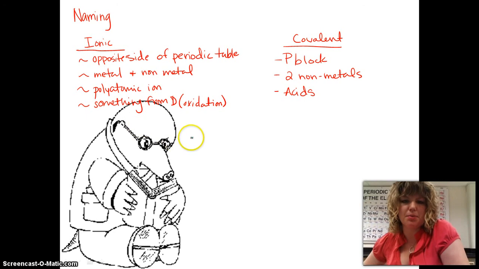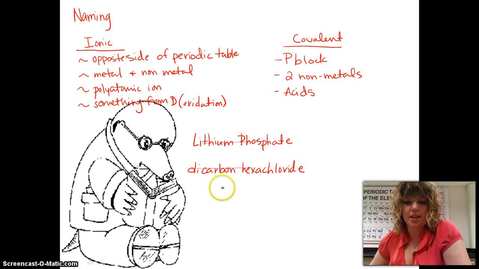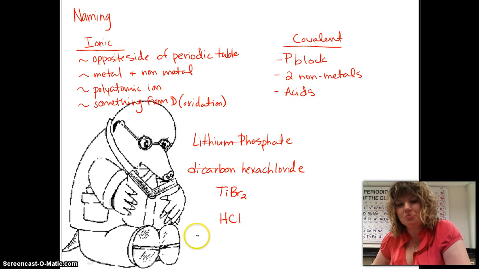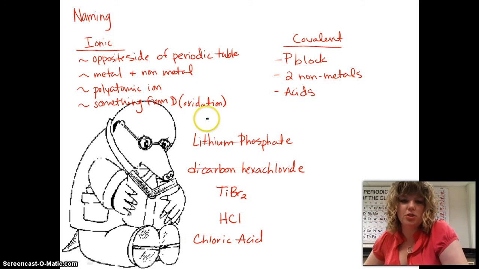So if I give you a couple examples, like we have maybe lithium phosphate, and we have maybe dicarbon hexachloride, and maybe we have something like TiBr2, right, a couple formulas here, HCl, and then we have one that's maybe chloric acid. Okay, so what we need to do is first identify what it is, ionic or covalent.